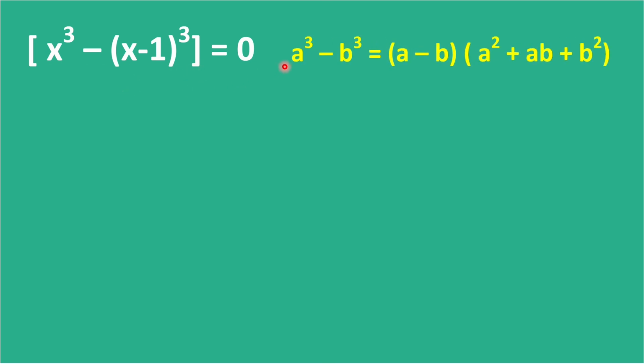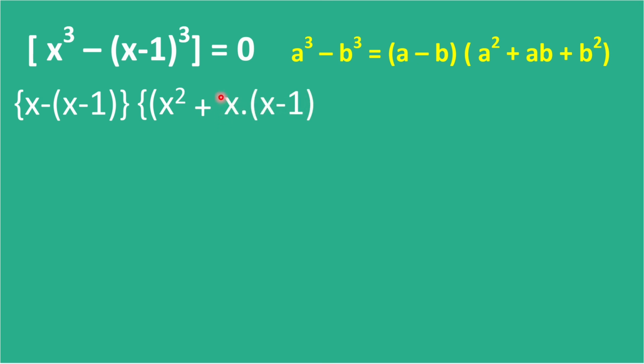Here we will apply the a³ − b³ formula again, but now we have a = x and b = x − 1. So this will become (a − b), that is x − (x − 1), times (a² + ab + b²). So x², plus ab, so x(x − 1), plus b², so (x − 1)², which is equal to 0.